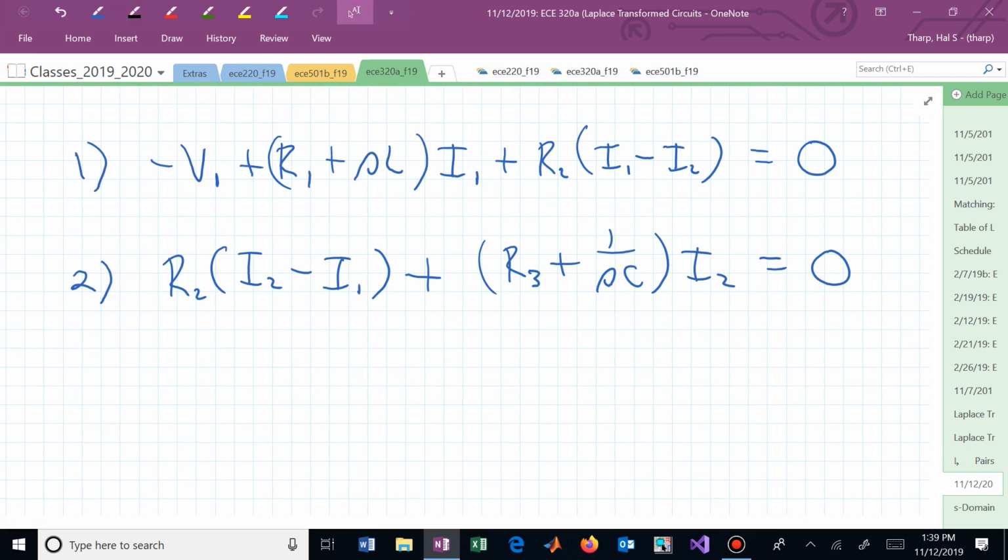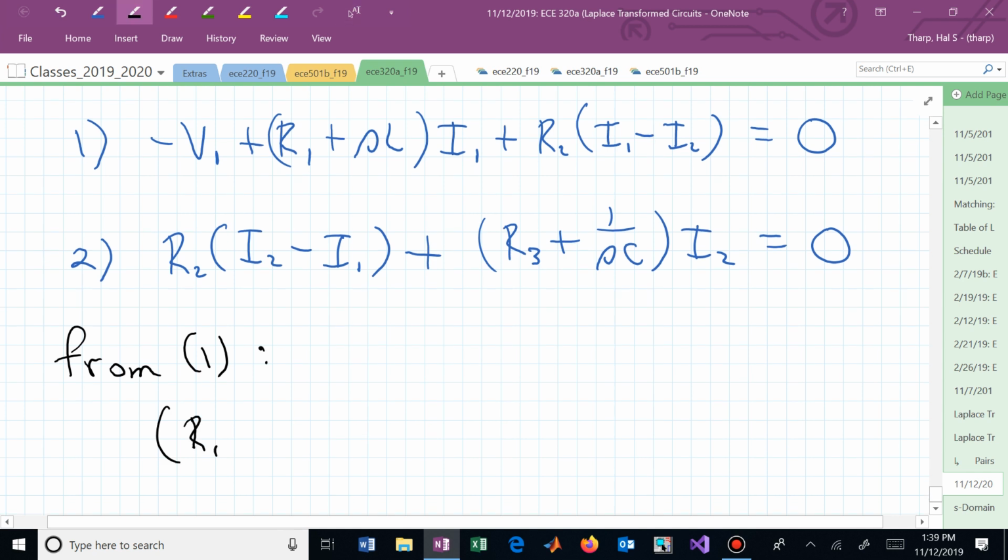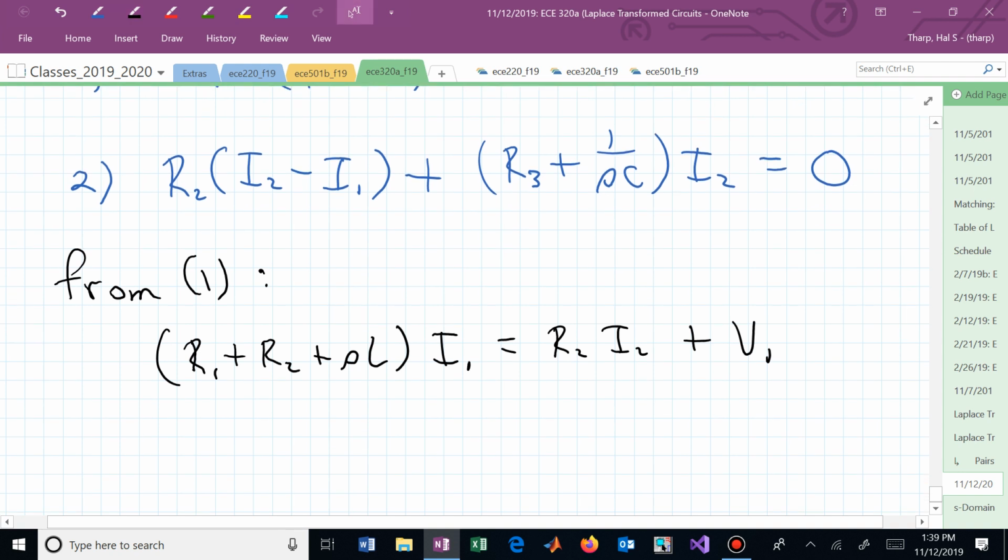But let's just say from 1, let me just do it a few more steps. From equation 1, we can now say that we have all of the impedances that I1 touched, which was R1, R2 plus sL, I1, and that's now equal to R2 I2 plus V1. And you could solve that for I sub 1, and then plug that into 2.